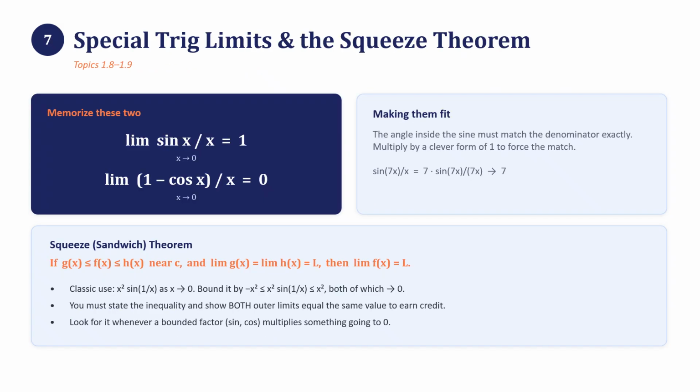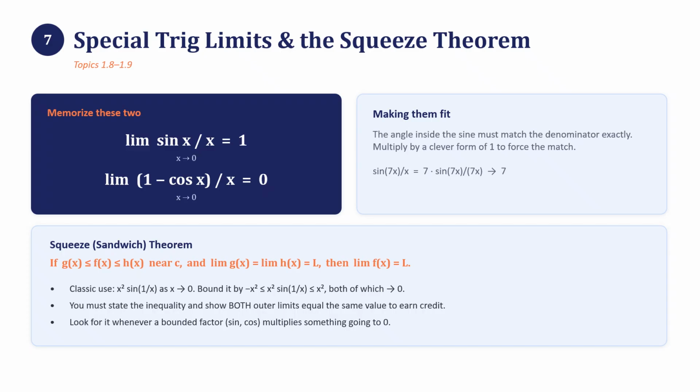Alright, so next is special trig limits. So first is limit as x goes to 0 of sine x over x is equal to 1. Next is limit as x goes to 0 of 1 minus cosine x over x is equal to 0. Make sure to memorize both of these because they definitely will show up in some problems and you definitely might get tricked on them.